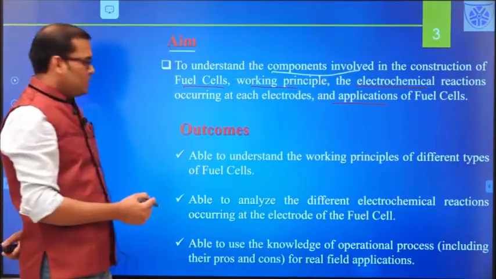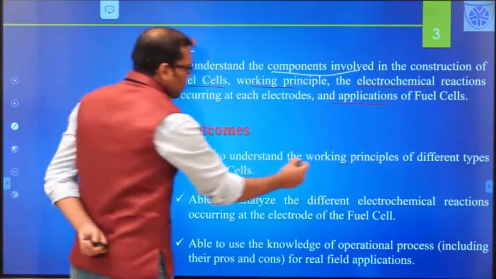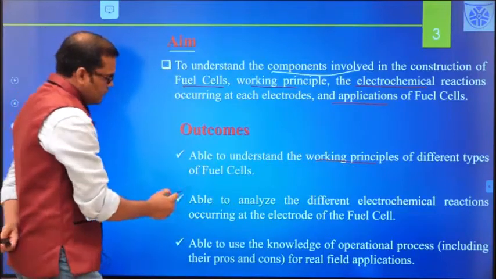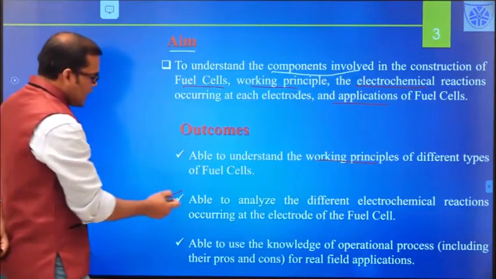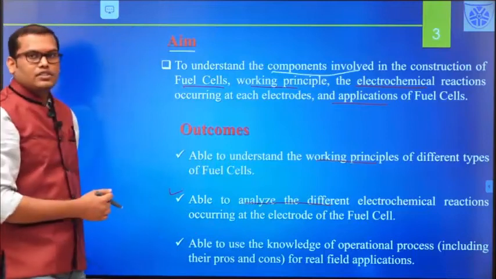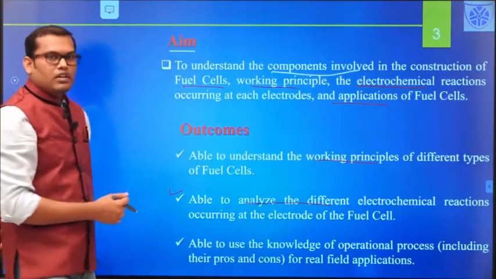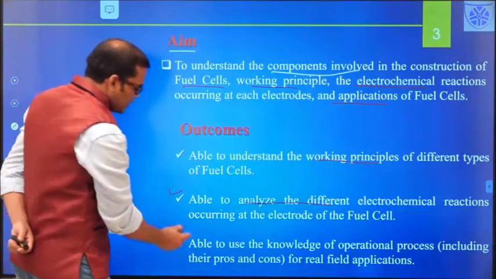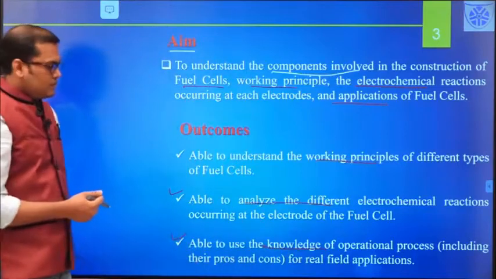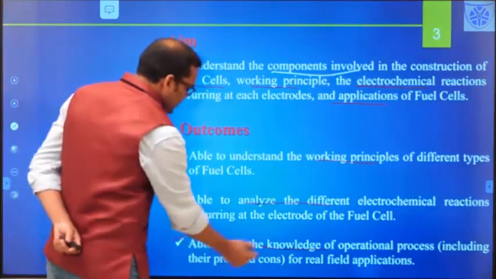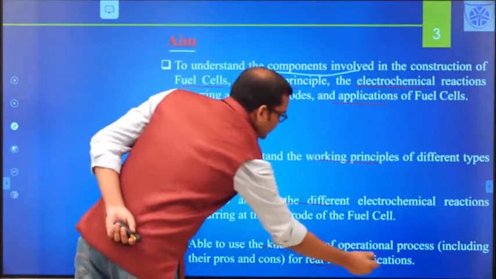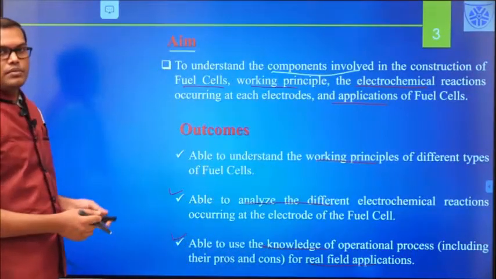And what are the outcomes you will get? You will be able to understand the working principle of different types of fuel cells. Then another outcome is that we can analyze the different electrochemical reactions which are occurring at each electrode electrolyte interface in the fuel cell. And the third outcome is you will be able to use the knowledge and operational procedure, or the process, including their pros and cons, that is advantages and disadvantages, for real field applications. So these are the outcomes you will get after the end of these two modules.